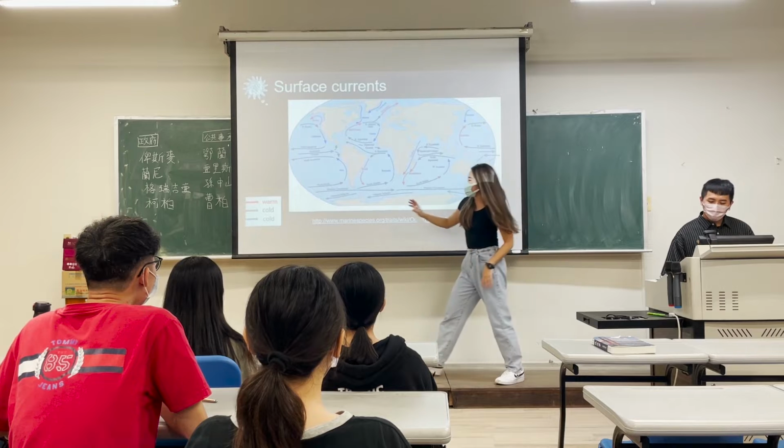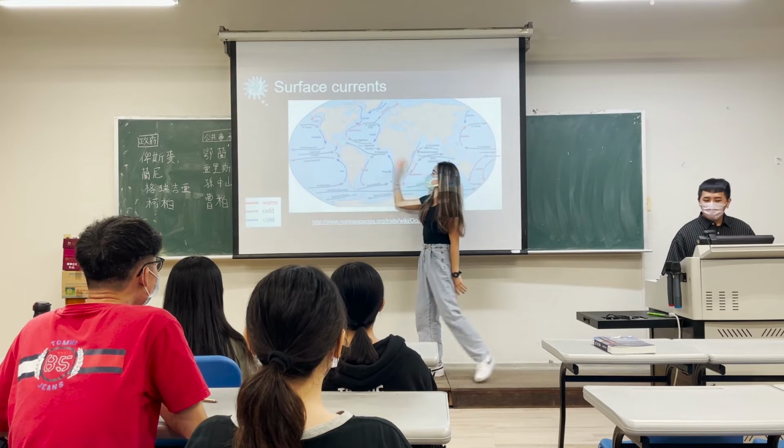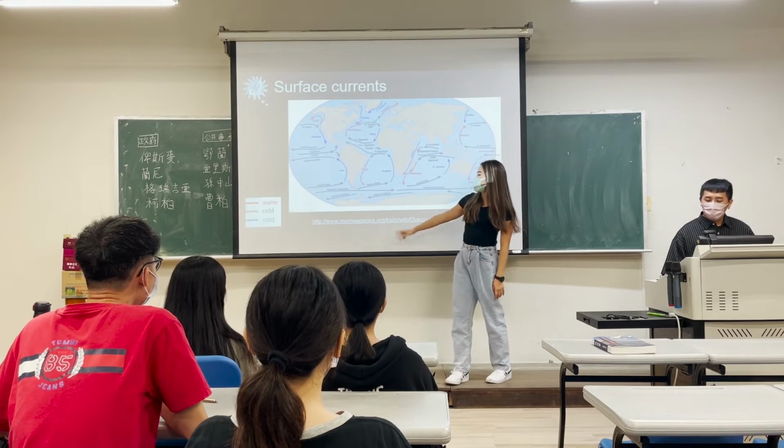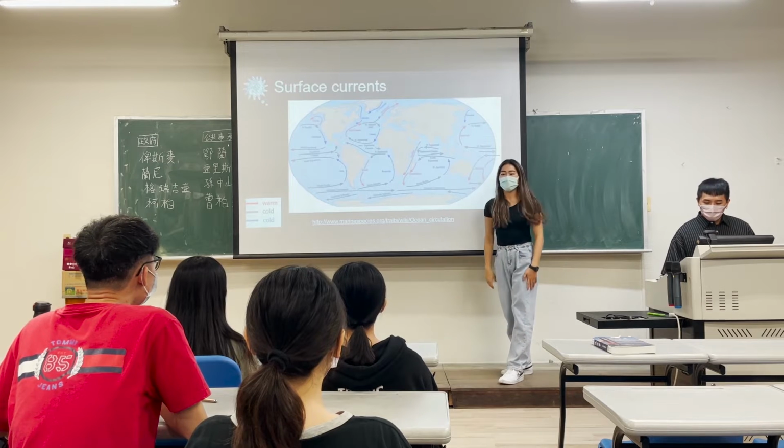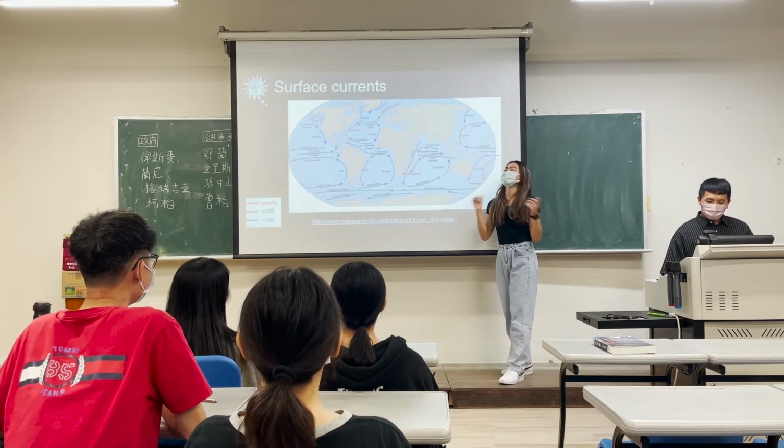So in this picture, you can see the red one, the black one and the blue one. So what is the red line? The red line means the warm current. And the black and blue ones are the cold currents. Understand? Yes. Great.